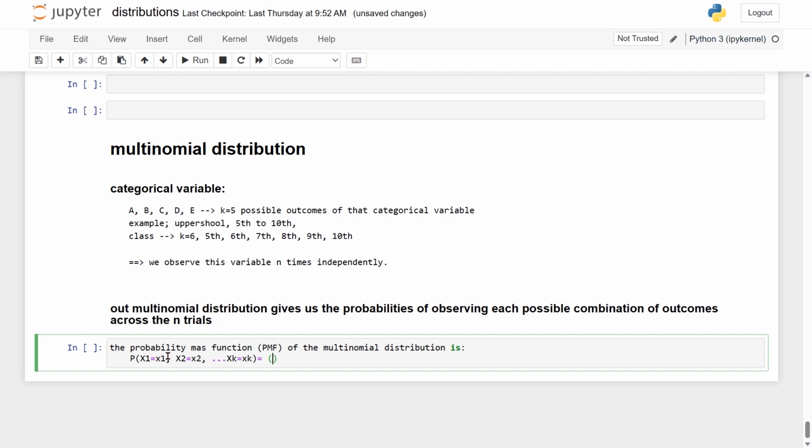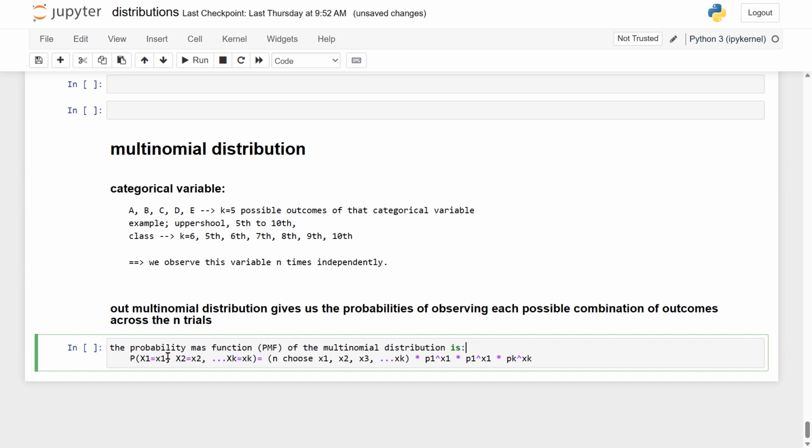For that, we have n choose x1, x2, x3, and so on up to xk, and then multiply this with p1, the success probability of p1, raised to the power of x1, and this will be repeated till pk raised to the power of xk. So that's it. This is our multinomial distribution mass function.